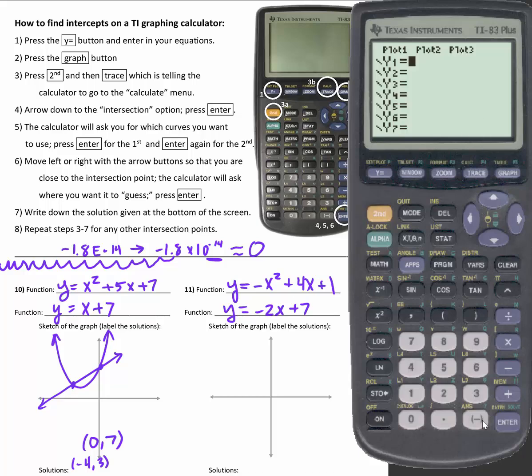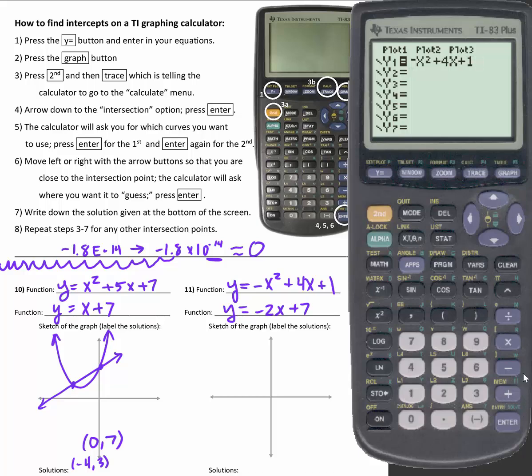So anyway, back to our problem. You have to keep in mind a negative and a minus are different to a calculator, and so the negative button is down in the bottom. It would give us an error if we used the minus button. So we'll put x and squared in here, and plus 4x, and then plus 1.